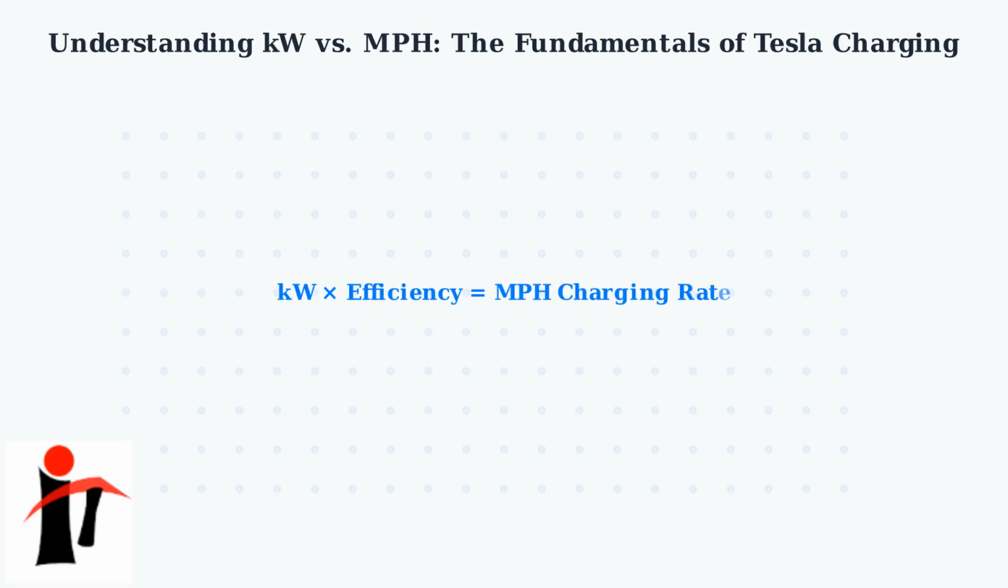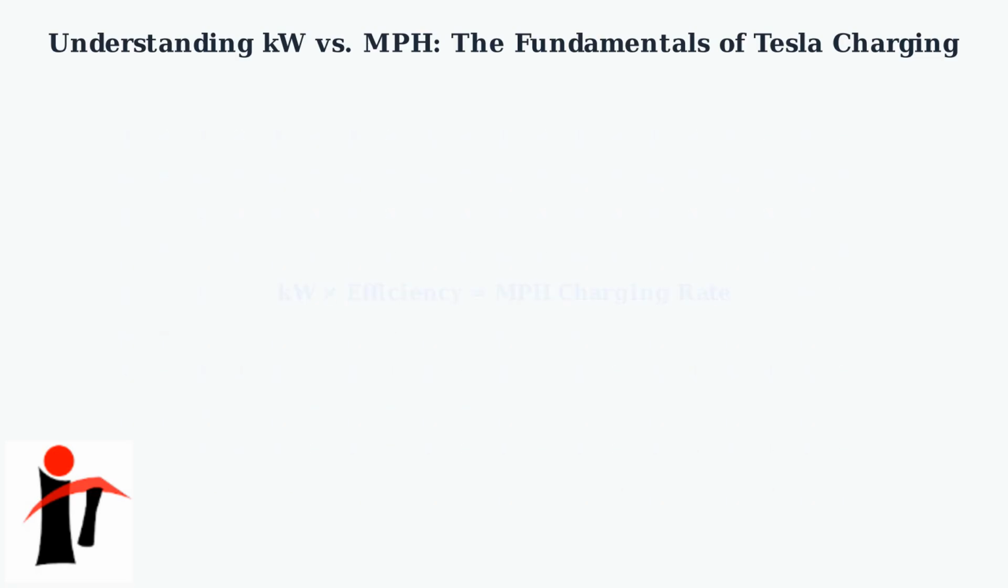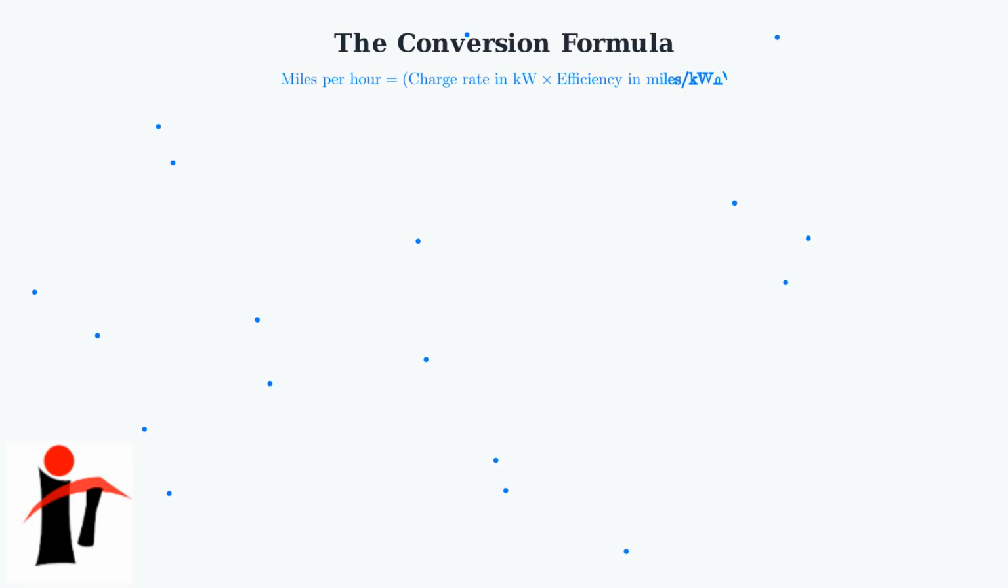To convert kilowatts to MPH, simply multiply the power draw by your vehicle's efficiency rating. This gives you the charging speed in miles per hour, helping you plan your trips more effectively. To calculate an estimated MPH from your Tesla's charge rate, use this simple formula: miles per hour equals charge rate in kilowatts multiplied by your vehicle's efficiency in miles per kilowatt-hour.